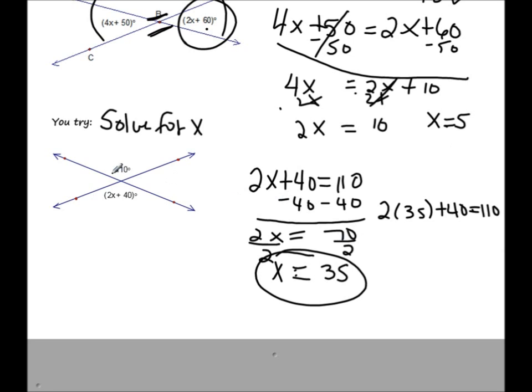Okay, so here's how I set it up. Vertical angles are congruent. So I set 2x plus 40 equal to 110. You could have done 110 equals 2x plus 40. It doesn't matter. Remember, that's your symmetric property right there. You can flip it. Okay, so I solved for x. I got 35. I plugged it back in. It did equal 110. So I am good to go.